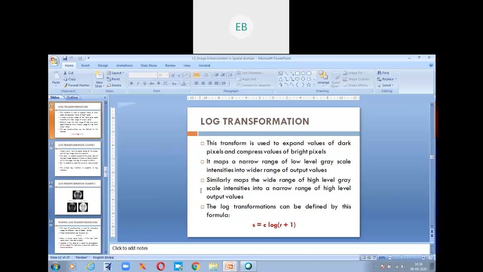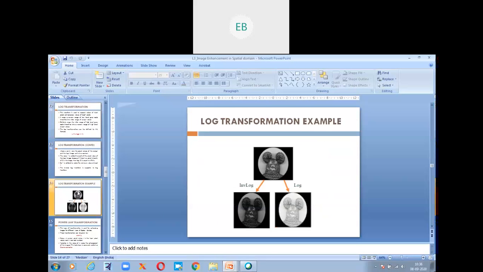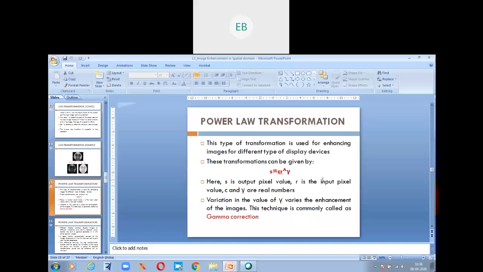What is inverse log transformation? Remember inverse log? Inverse log transformation is just the opposite of log transformation, right? Okay, I have not included these programs for MATLAB. I think I should include them now so that you people can remember. Okay, what is power law transformation?